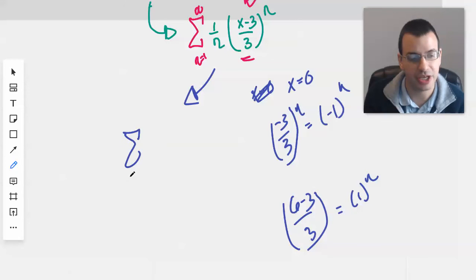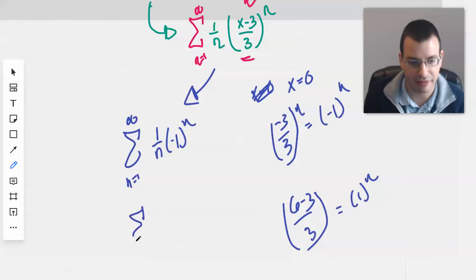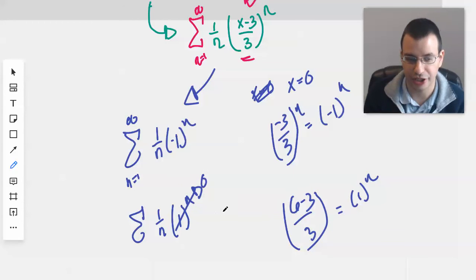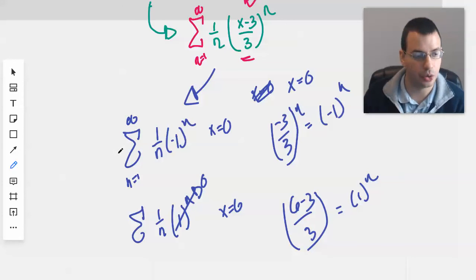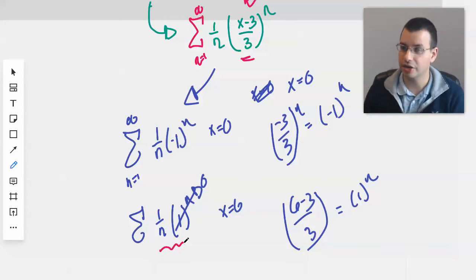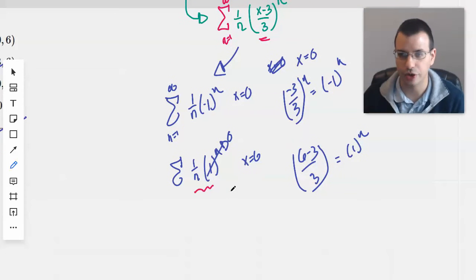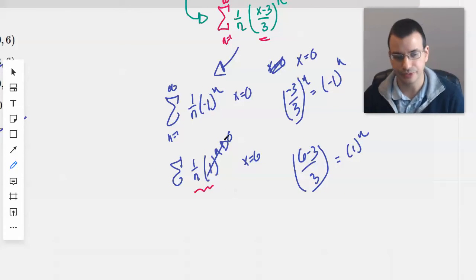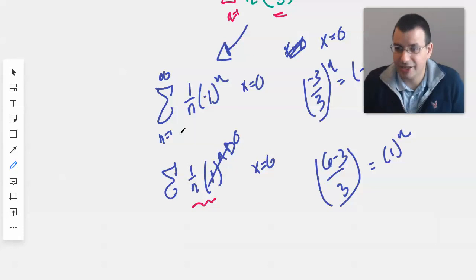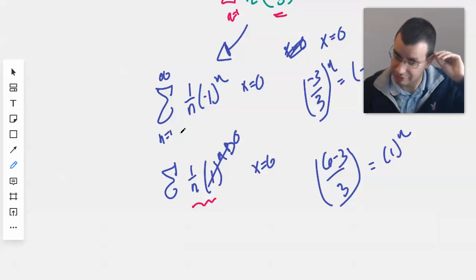So if we do the sum for n equals 1 to infinity of 1 over n times negative 1 to the n, and 1 over n times 1 to the n, which is 1. This is for x equals 6, and this is for x equals 0. So this then is the harmonic series. The harmonic series does not converge. That's just something you memorize. 1 over n does not converge. It's kind of famous. I guess if it has its own name, then it makes sense that it's famous.